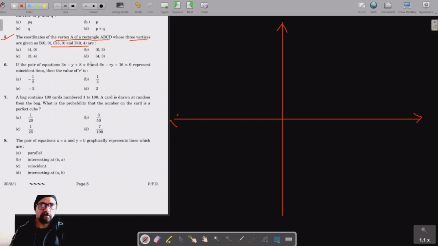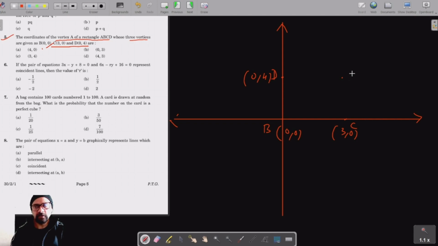The first coordinate is 0, 0, so B is at the origin and C is 3, 0. So let's say this is 3, 0 and this is B, and D is 0, 4. So let's say 0, 4 is on the y-axis. This is D, and we have to find the coordinates of the vertex A.